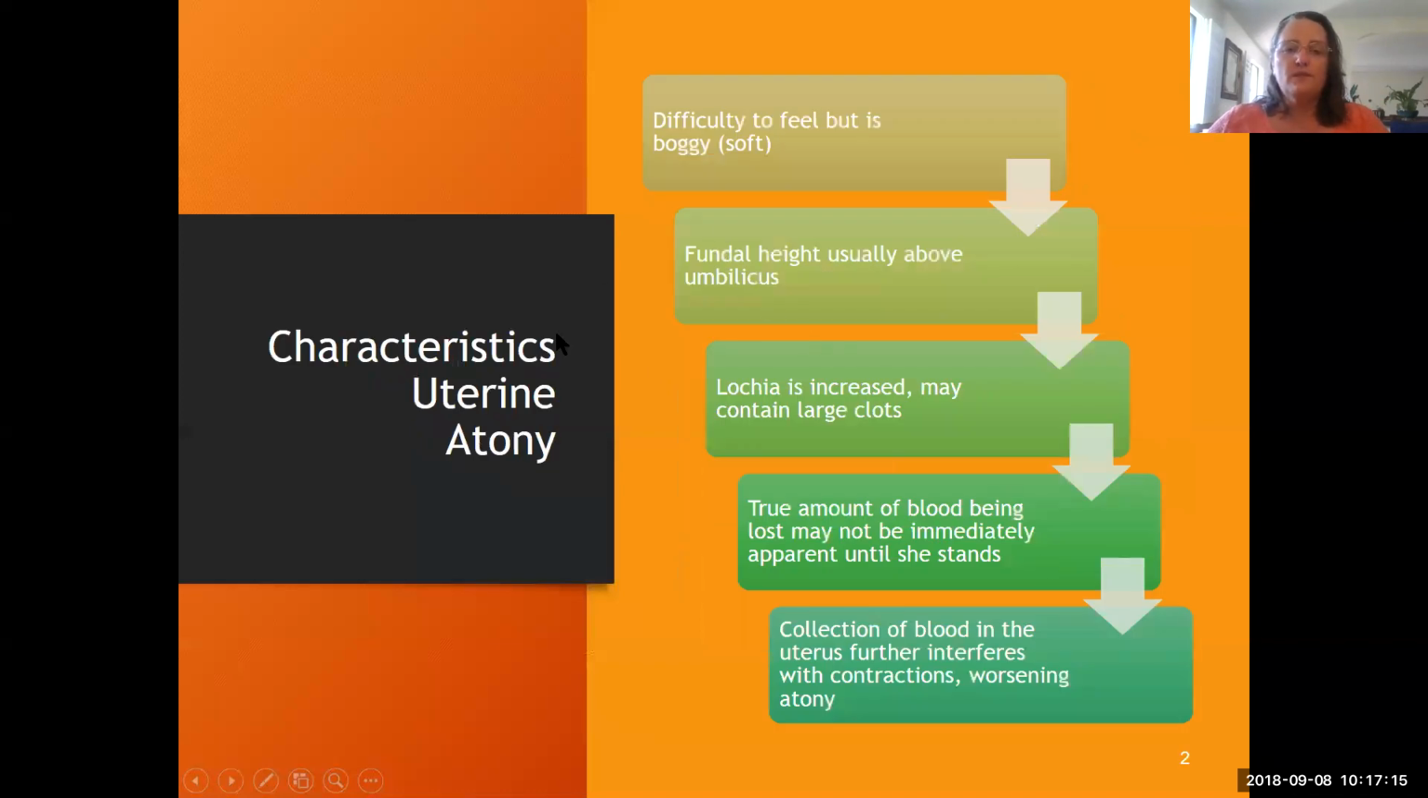So the characteristic of uterine atony is when we're doing that fundal exam, the uterus is boggy, soft. The fundal height is up above that umbilicus, above the U. We're having large amounts of clots. There may be a large amount of blood when she stands up to go to the bathroom. It may just pour out because it's been pooling in the vagina. And if we aren't doing that fundal assessment on a regular basis, the uterus can fill up with clots, and then we can have a hemorrhage on our hands. So it's very important that those fundal massages get done.